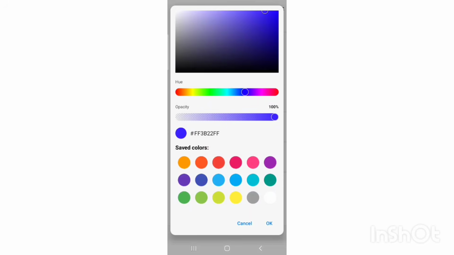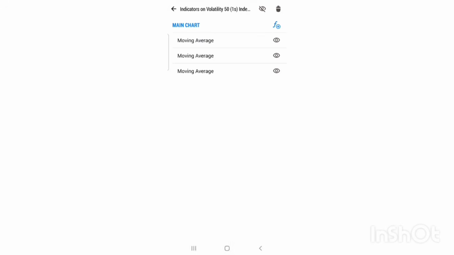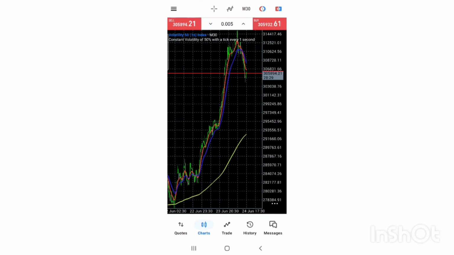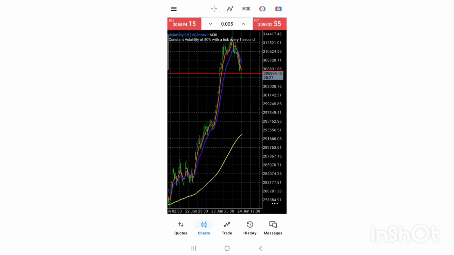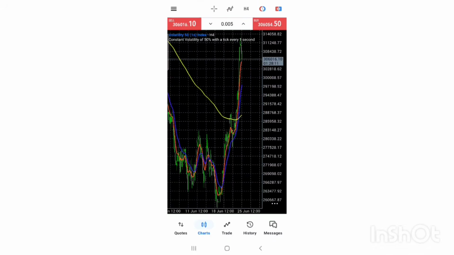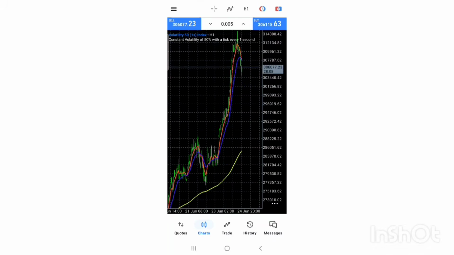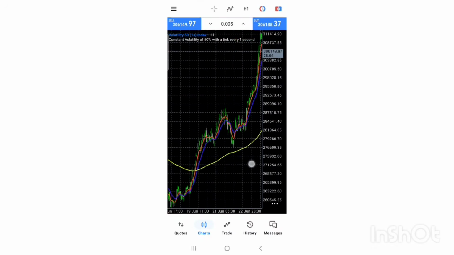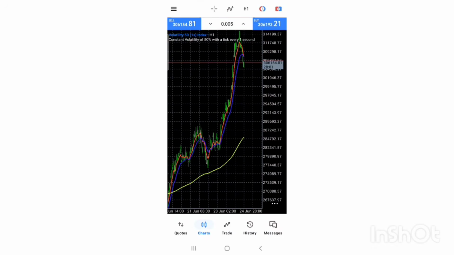200 exponential moving average just to assist you with the trend. Let's change the color and put it to yellow. So we can see this is our 200 exponential moving average right now. With the 200 below the price, it's indicating that the market is in an uptrend. You can confirm this with a higher time frame. Let's go to the 1 hour time frame. On the 1 hour time frame, we can see that the price is above the 200 EMA, which indicates that the market is in an uptrend.